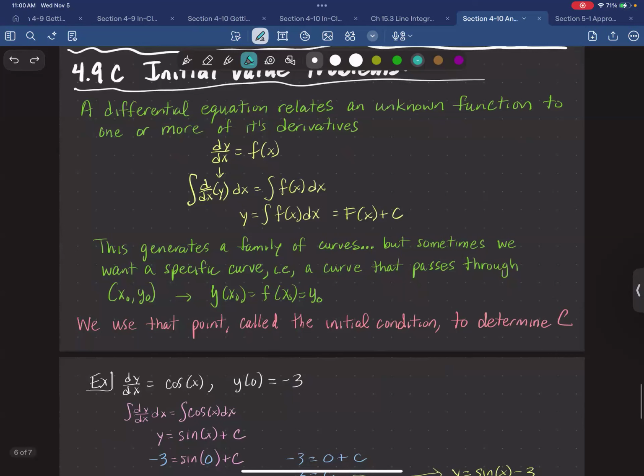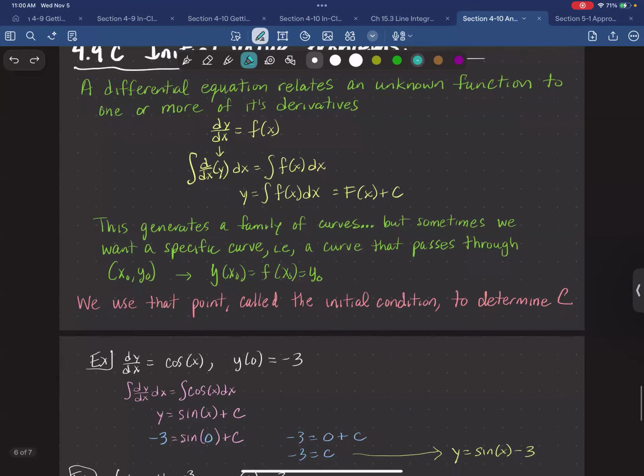And I have -3 equals sine of 0 plus c. Sine of 0 is 0, though, so I see that c equals -3. I'm going to go back and replace c with -3 right there. And I get y equals sine x minus 3. And I don't have the c anymore, notice. That's an initial value problem.